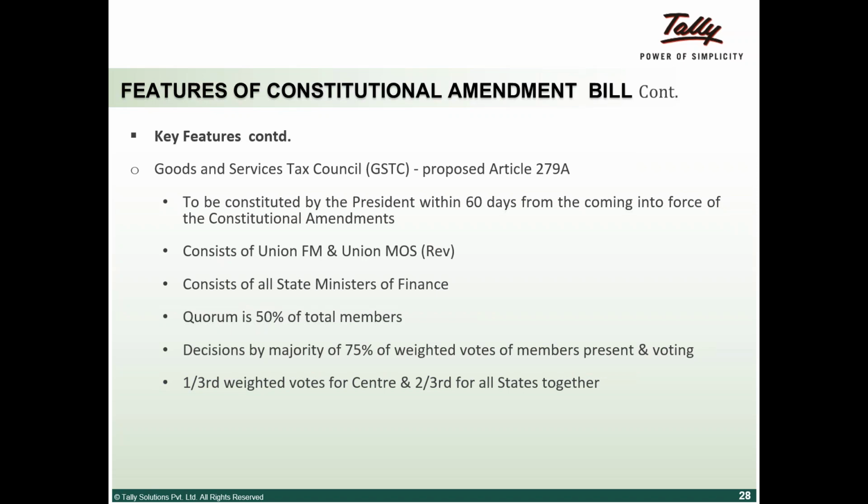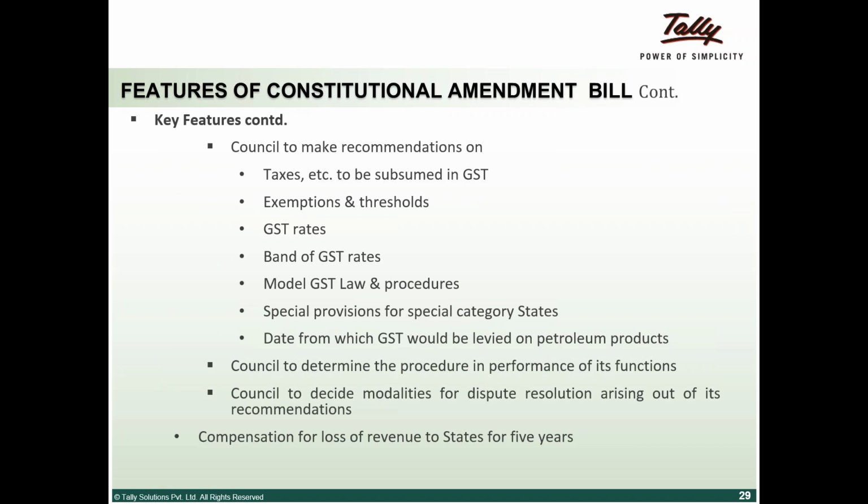Decisions require at least 75%, and the weightage of votes would be one-third for the center and two-thirds for the states. The GST council can fix the tax rate, the exemptions, the threshold limit, and the band of rates, the four bands as I told you. They can pass a model GST law and procedures, and the rules can be passed by the GST council. You have also been asking about special provisions like SEZ exemptions, so the GST council will look into all those aspects.